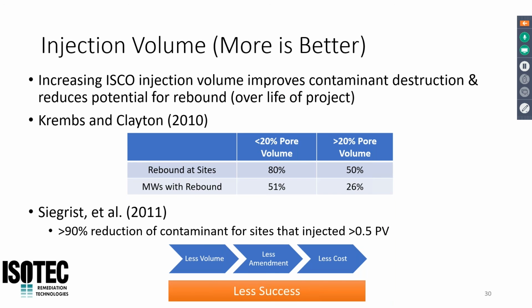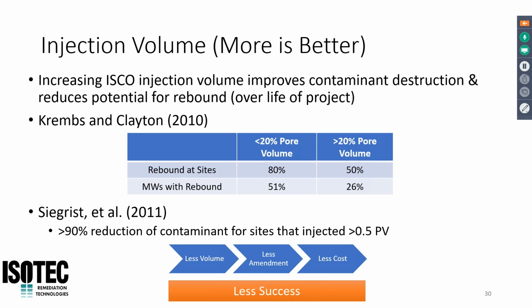Some of the numbers here are more directly related to ISCO, but it's true for any of your in situ, especially chemical remediation technologies. So two of these studies, Krems and Clayton, this goes back to 2010, but they looked at 70 plus ISCO sites, and they looked at 20% pore volume injected as their threshold, and it was either more or less. And they found that of those 70 plus sites, the average total injection volume over all events at any one site was in the 10 to 15% range. So pretty low across these sites.